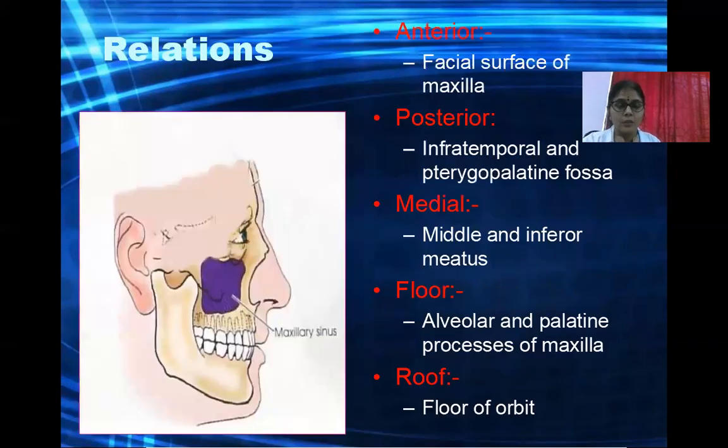So the relations of maxillary sinuses: anteriorly, it's related to the facial surface of maxilla, posteriorly to the infratemporal and pterygopalatine fossa, medially to the middle and inferior meatus. In the floor, it's related to the alveolar and palatine process of maxilla, and the roof is formed by the floor of the orbit.